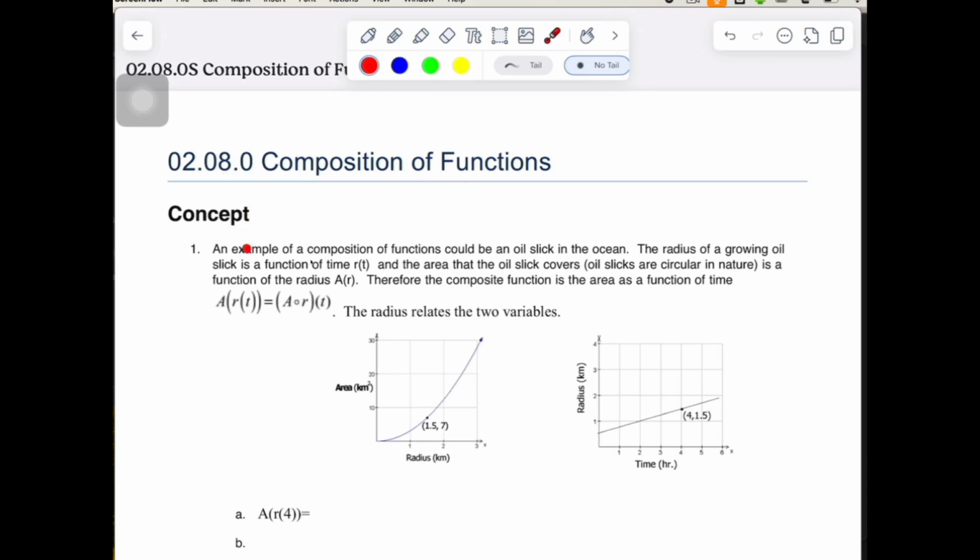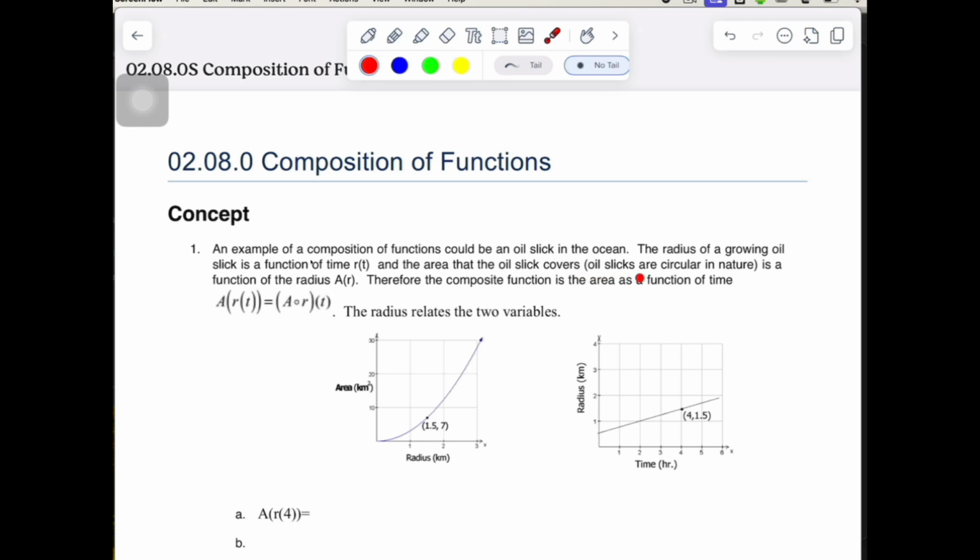The idea for composition of functions is like, here's an example. Imagine I have an oil slick in the ocean, and the radius of the oil slick is growing as a function of time, which is shown by this graph here. So time is here, and as time goes on, the oil's radius gets larger and larger.